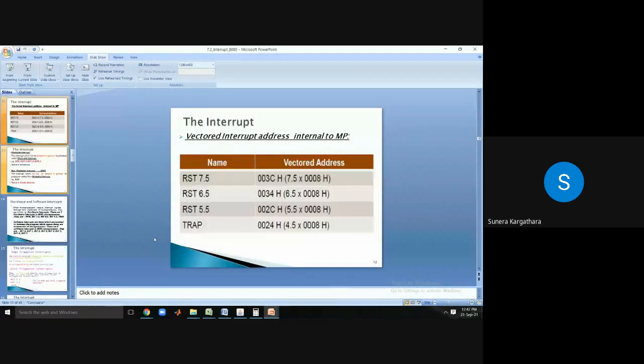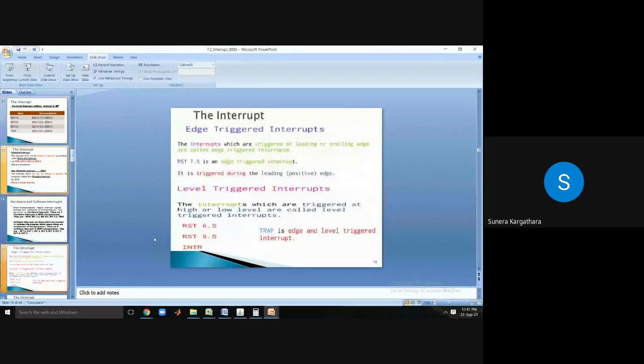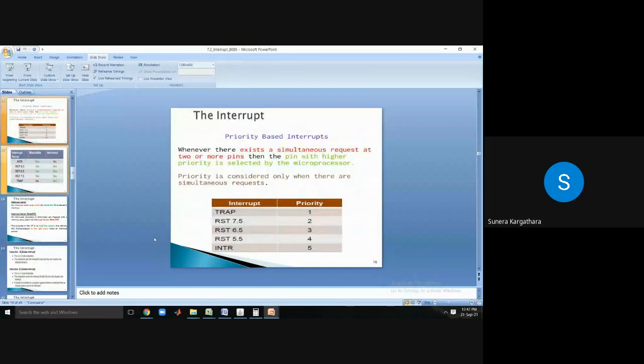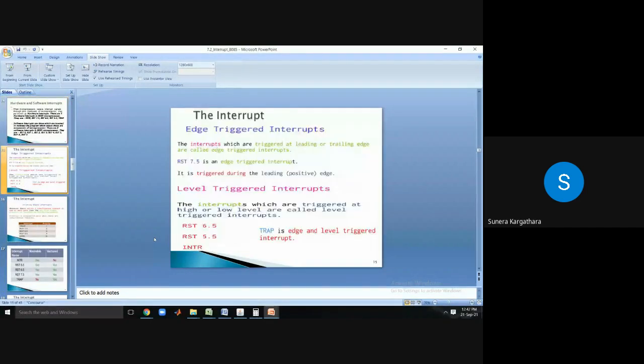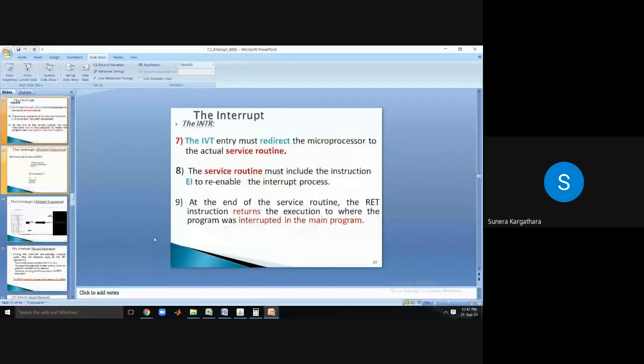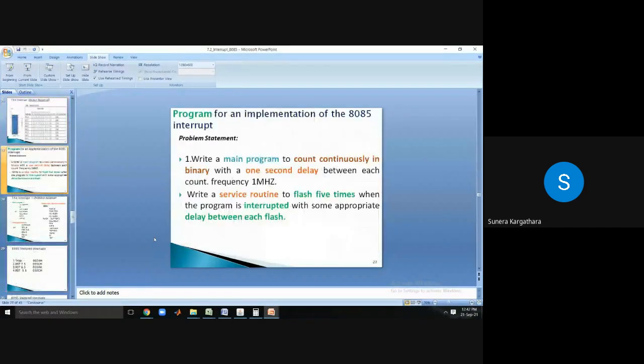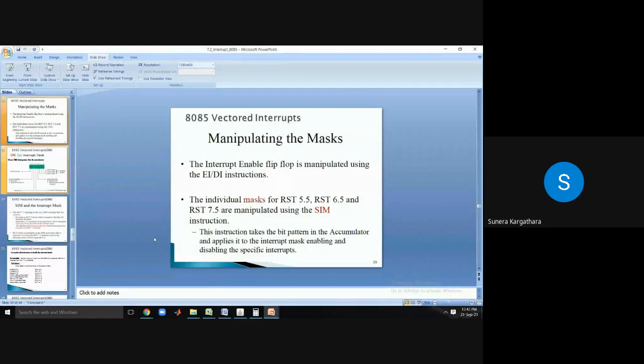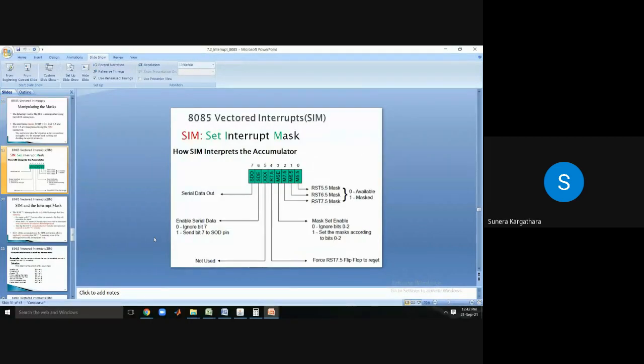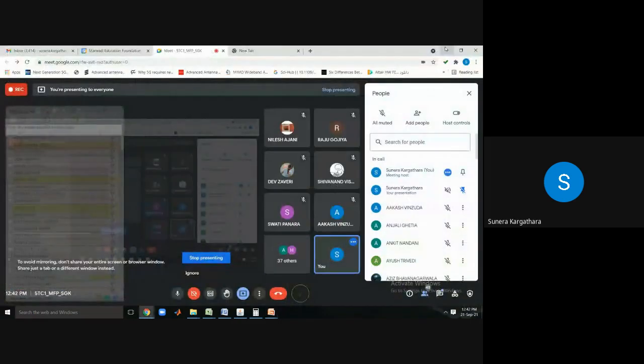Then we must know about vector addresses. We often ask what the vector addresses for the interrupts are, so that must be known to us. We discussed how to find the equivalent vector address. We must know two or three lines for EI and DI. We must know the interrupt process, the 9 steps we discussed, and the RIM and SIM instructions. These are the minimum things that must be known to us if we are talking about interrupts. So any doubt up to here, anyone? Yes or no?